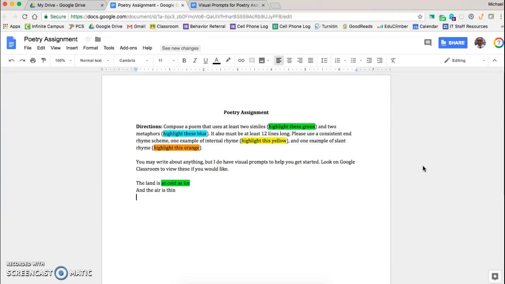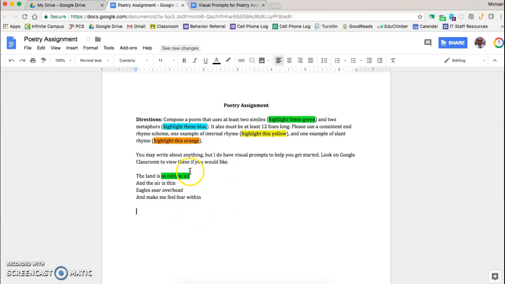The air is thin, eagles soar overhead, and make me feel fear within. I don't know. Okay, so I have my first one done. I have A, B, C, B, so I better do that same thing for my other stanzas. Okay, I have one simile taken care of, and I don't have anything else, so I better start working on those.